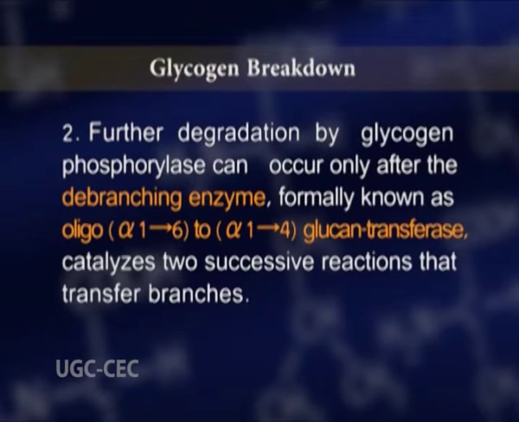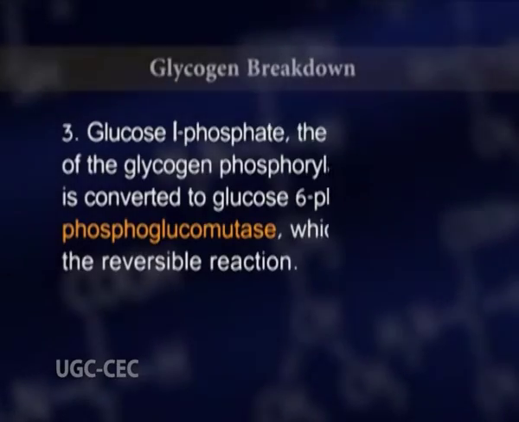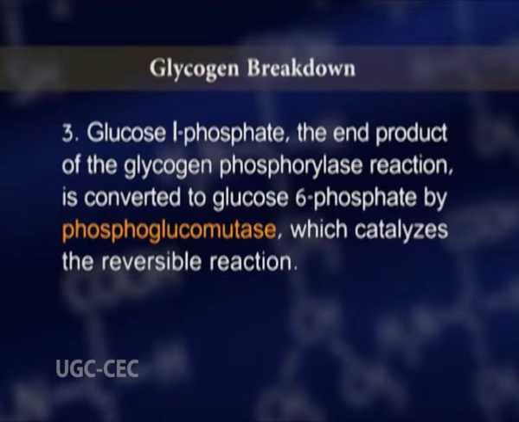Number 2. Further degradation by glycogen phosphorylase can occur only after the debranching enzyme, formerly known as oligo-alpha-1,6 to alpha-1,4 glucan transferase, catalyzes two successive reactions that transfer branches. Once these branches are transferred and the glycosyl residue at carbon number 6 is hydrolyzed, glycogen phosphorylase activity can continue. Third, glucose 1-phosphate, the end product of the glycogen phosphorylase reaction, is converted to glucose 6-phosphate by phosphoglucomutase, which catalyzes the reversible reaction.